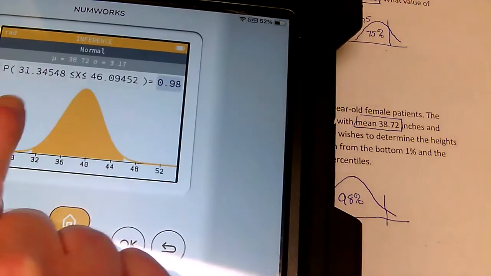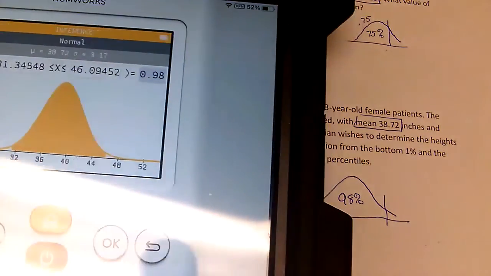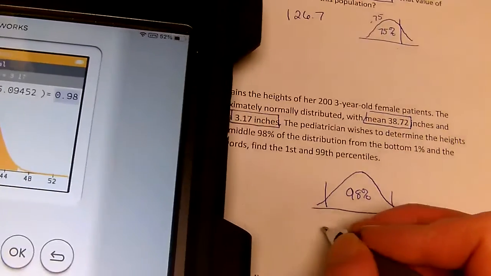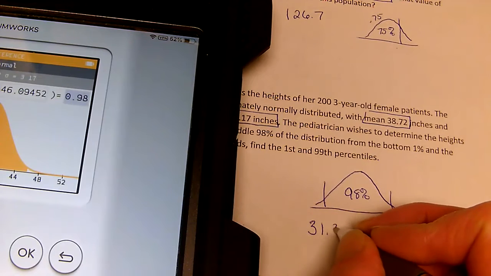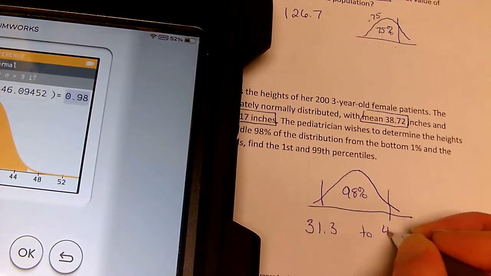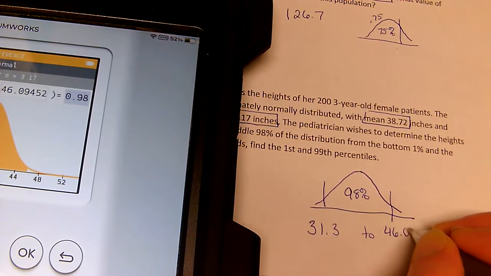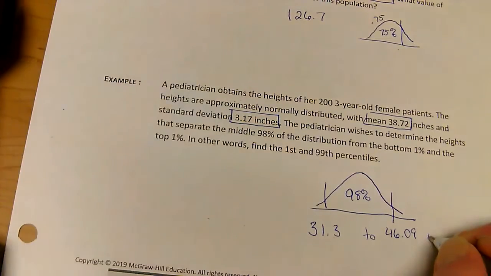And it gives me my range. It gives me my lower value and my upper value. So it's saying it's from 31.3 to 46.09 inches.